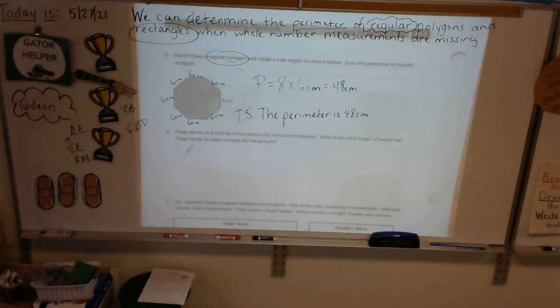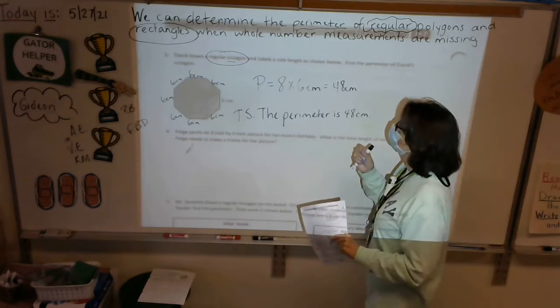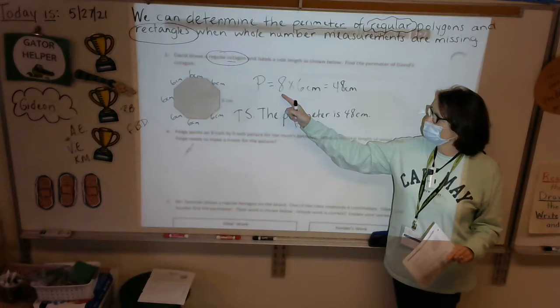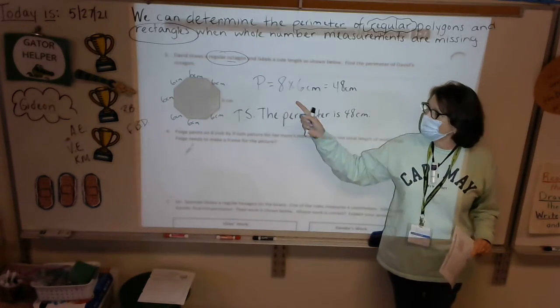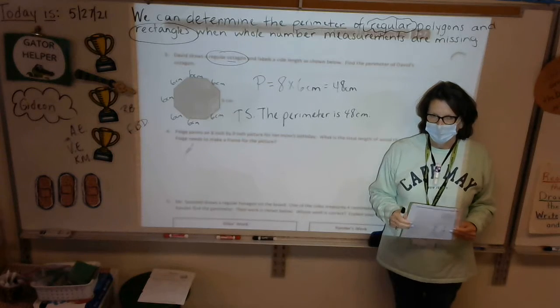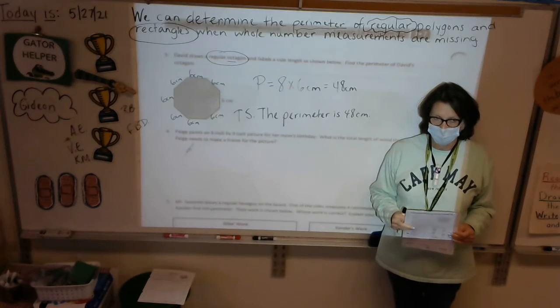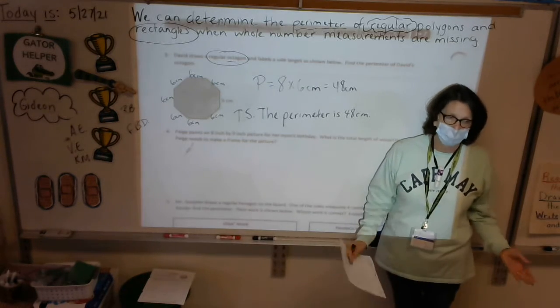I'm going to ask you what these numbers represent, because remember, since the beginning of the year, every time we write a number sentence, our numbers represent something. So here's a number sentence: 8 times 6 centimeters equals 48 centimeters. What does the 8 represent? Ori? The 8 represents 8 sides.